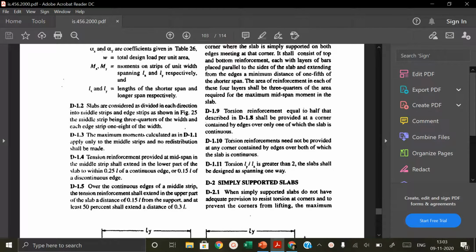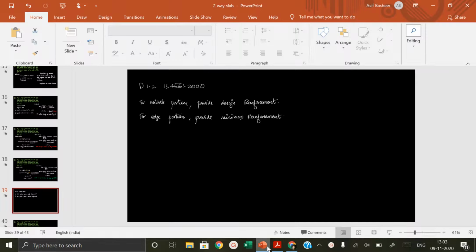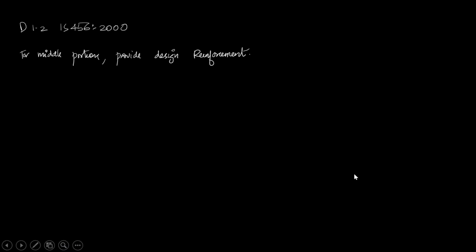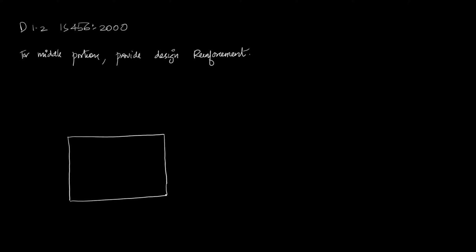That is, I could divide this into two strips. If I particularly say here, you can see I can divide it into a middle portion. The middle portion will be having the reinforcement, the middle strip. This is Ly, this is Lx. I'll divide it into two portions, that is, this is your edge strip, this is middle strip, and this is Ly by 8, that is your edge strip. This is Ly by 8 and this is 3 by 4 Ly.